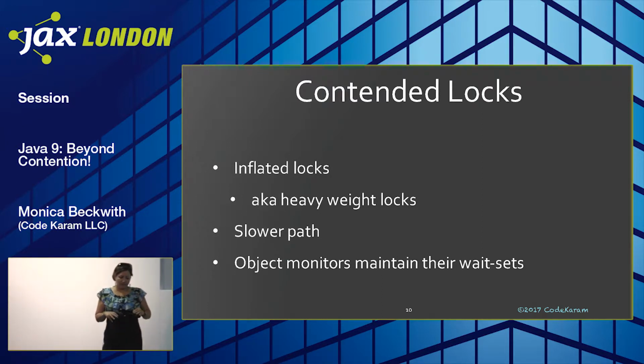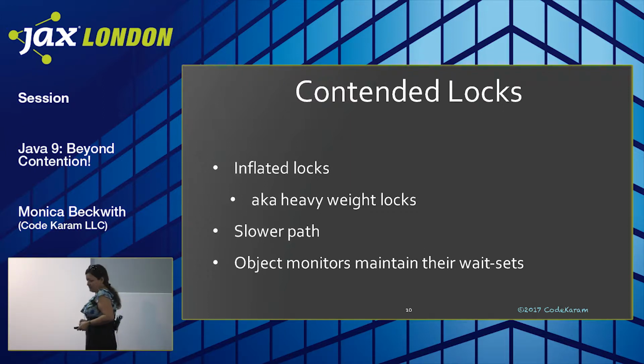With Java 9, the optimization is to take a quick enter based on certain tests, and then not go to the slow path if you can do all the work in the quick enter, okay? And we'll talk more about that.